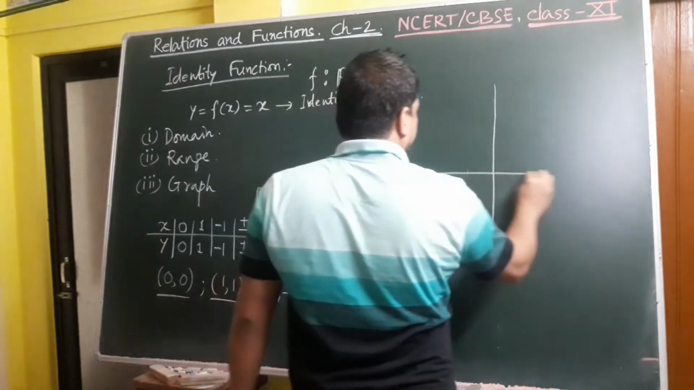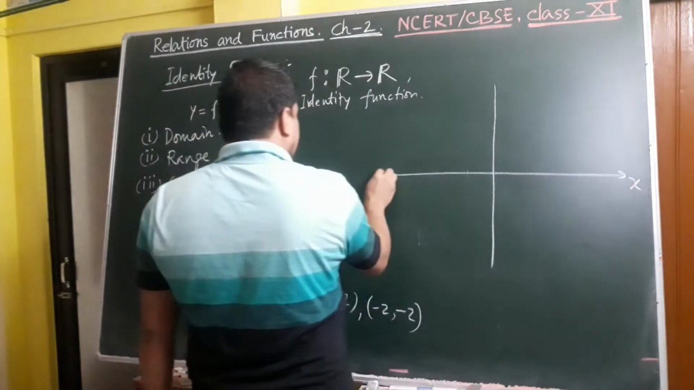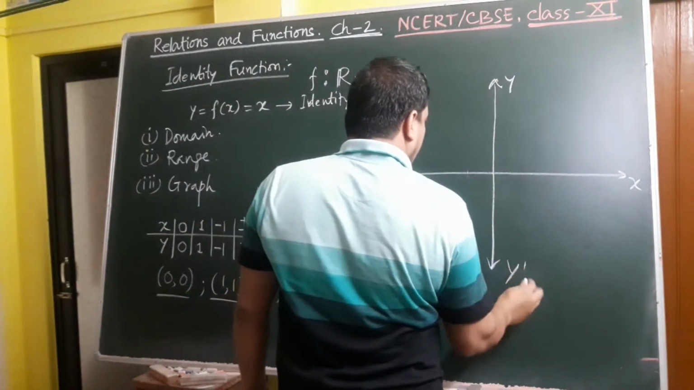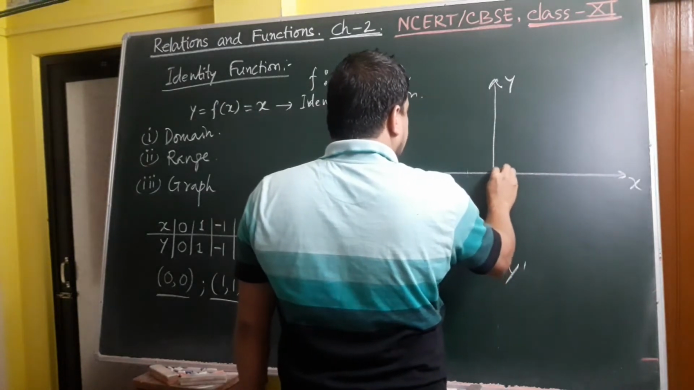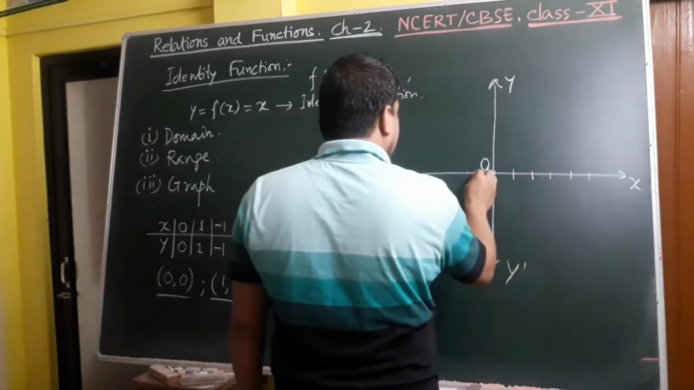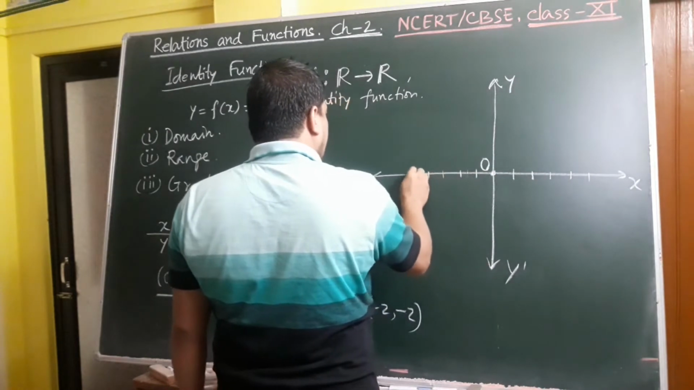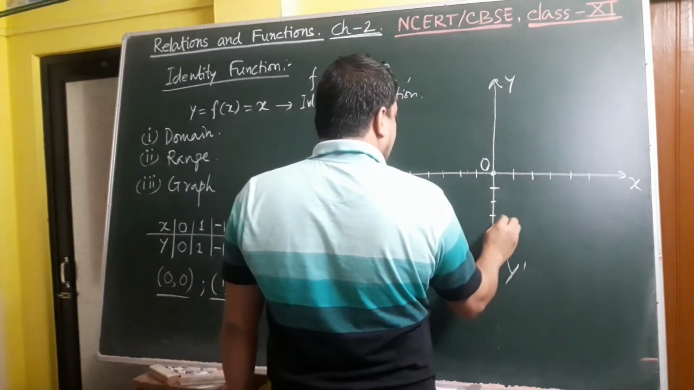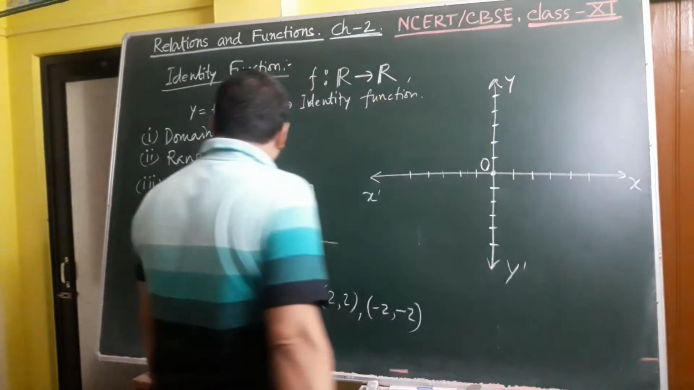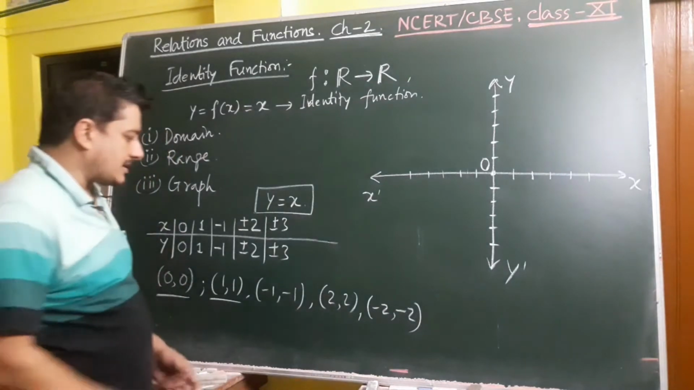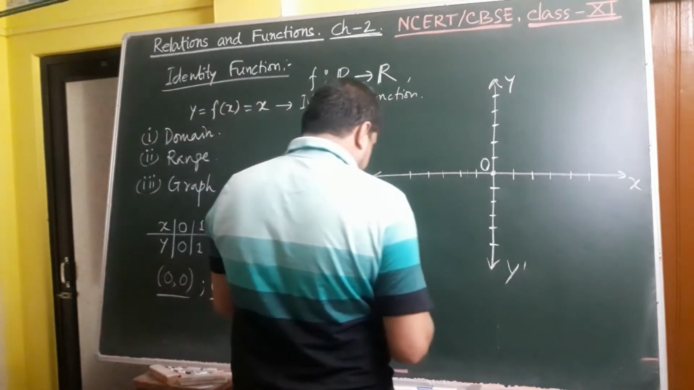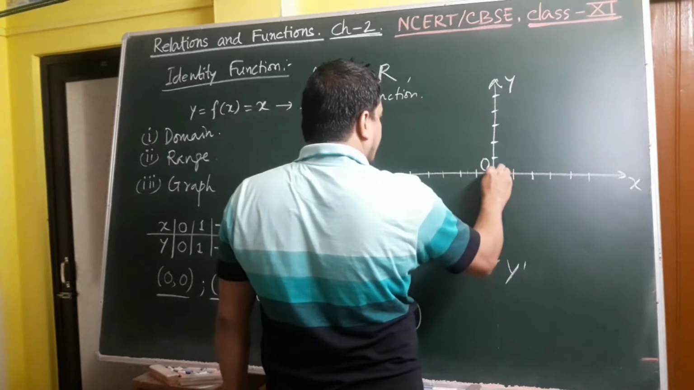Say this is x. Okay, so this is 0 0, the origin, then 1 2 3 4 5 like this, minus 1 minus 2 minus 3 minus 4 minus 5, and on the other axis, minus 1 minus 2 minus 3 minus 4 minus 5, 1 2 3 4 5. Now I'll locate this point 0 0, so that means the origin. I'll first locate this point 0 0. So this is one point that I have got.